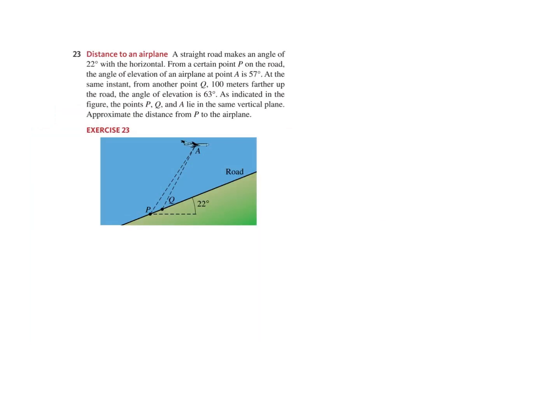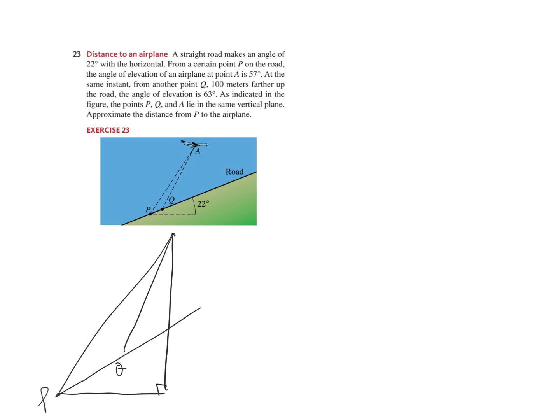Okay, 23, distance to an airplane. So this is pretty crazy here. Quite a few different triangles to look at here. So I'm going to try to draw this a little bit different. So we have P, Q, draw a right angle here. And this is A. And this is 22 degrees. Okay, and then it gives you a whole bunch of other information.